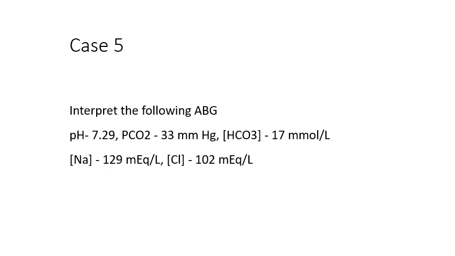Then the next ABG: the pH of 7.29, the PCO2 of 33, bicarb of 17, sodium of 129, and chloride of 102. Again, they have given sodium, chloride, and bicarb values, so we have to calculate the anion gap. So let's take a 1 second pause for you guys to solve this on your own first, then we can solve it together.